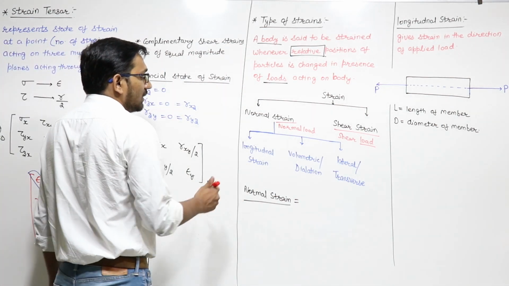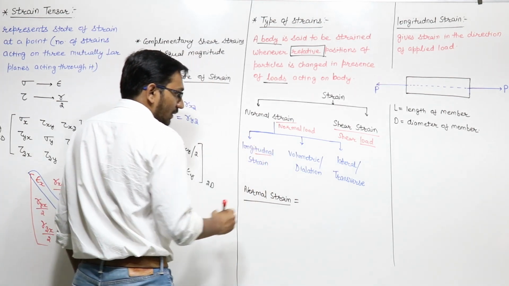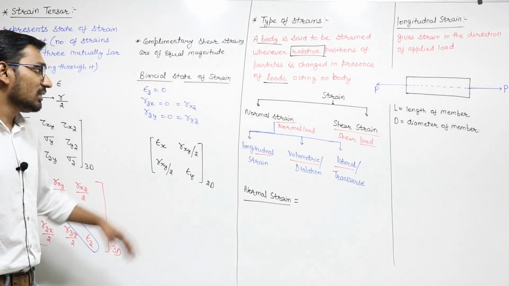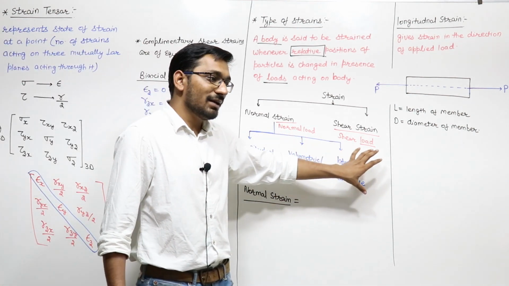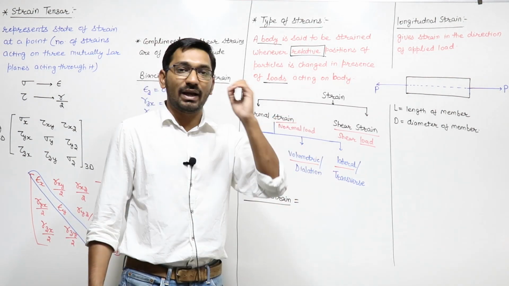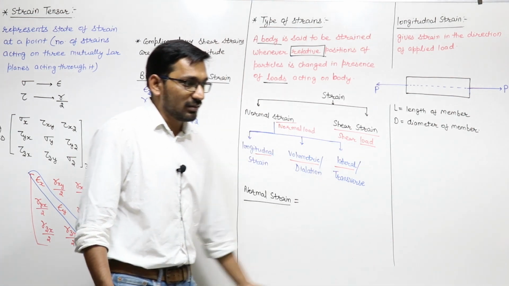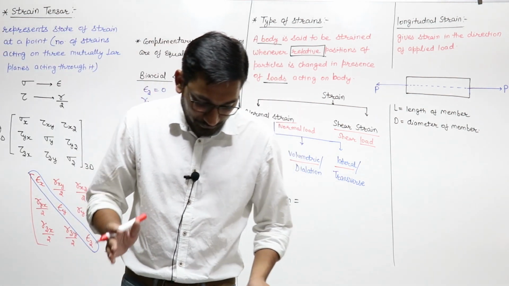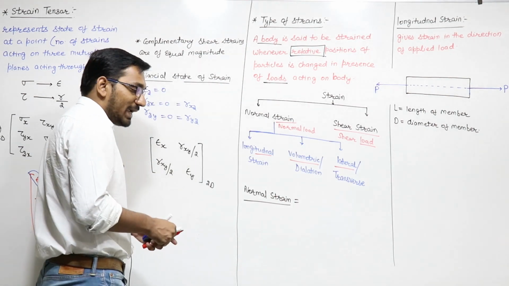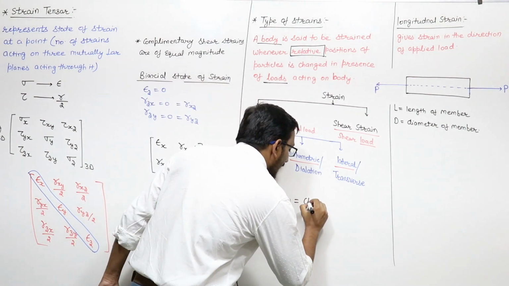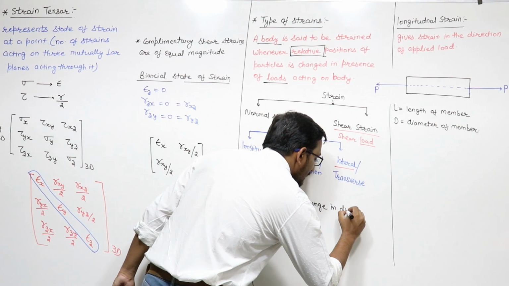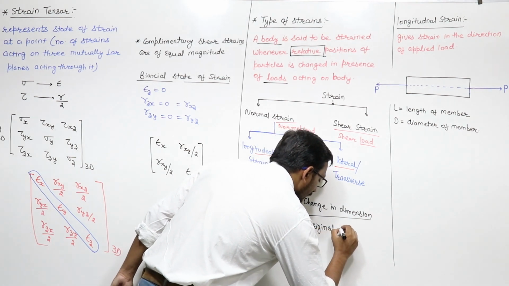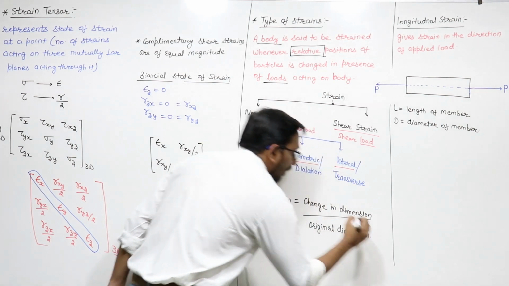So the normal strain is of three types. The classification of normal strain is longitudinal strain, volumetric strain and lateral strain. These three are further classified into tensile strain and compressive strain, right? We know this. So let us see what we mean by the normal strain. Normal strain is your change in dimension upon original dimension.